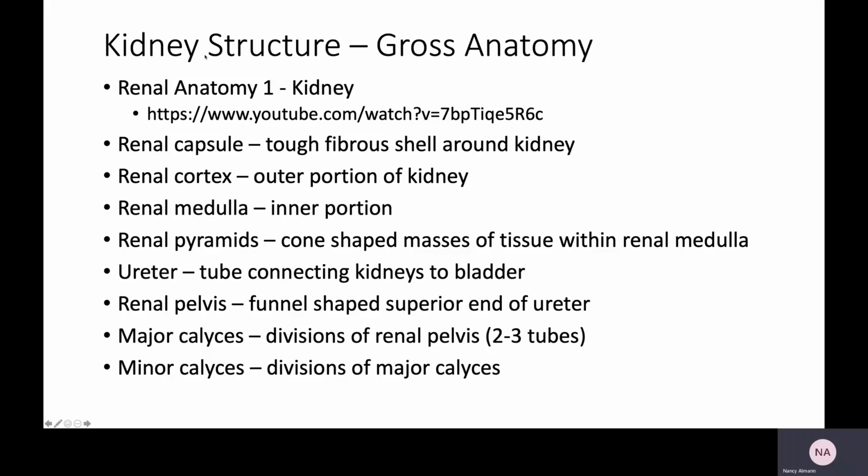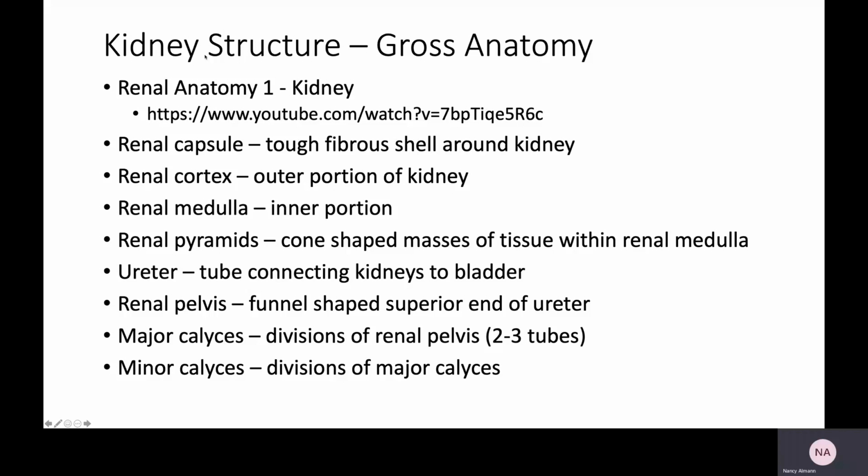The kidney itself, the internal kidney, is going to be divided into the outermost cortex and the innermost medulla. Within the medulla are these cone or pyramidal shaped masses of tissue, which are conveniently known as the renal pyramids. We know that the ureters are going to connect the kidneys to the bladder. The renal pelvis is actually this funnel-shaped structure at the superior end of the ureter.